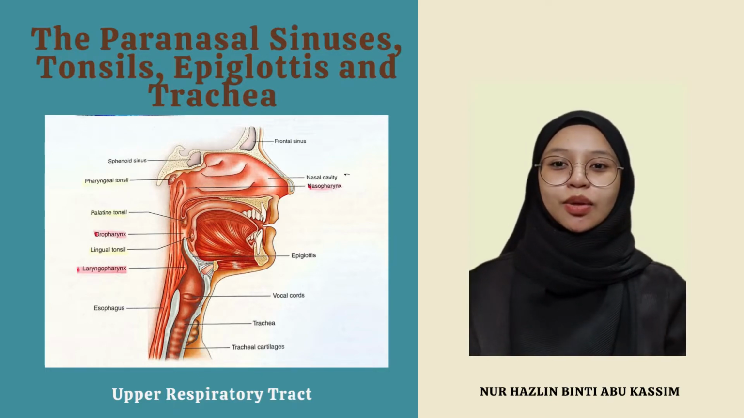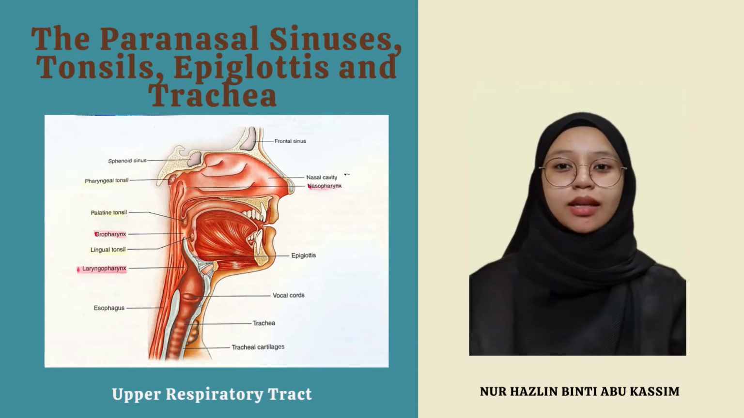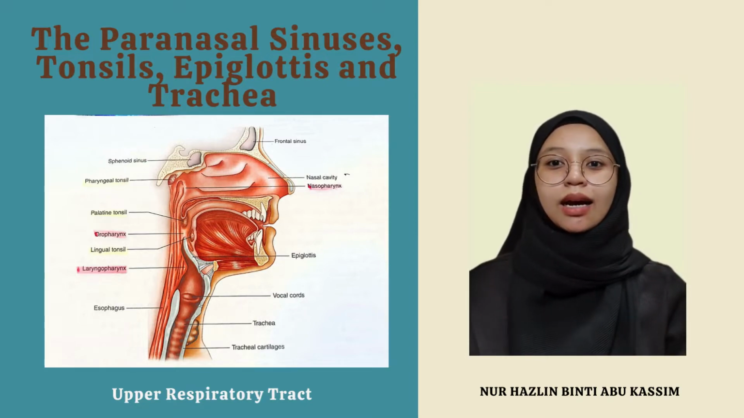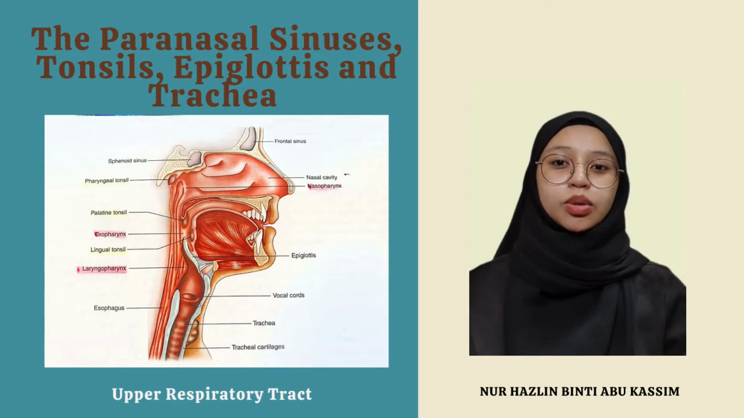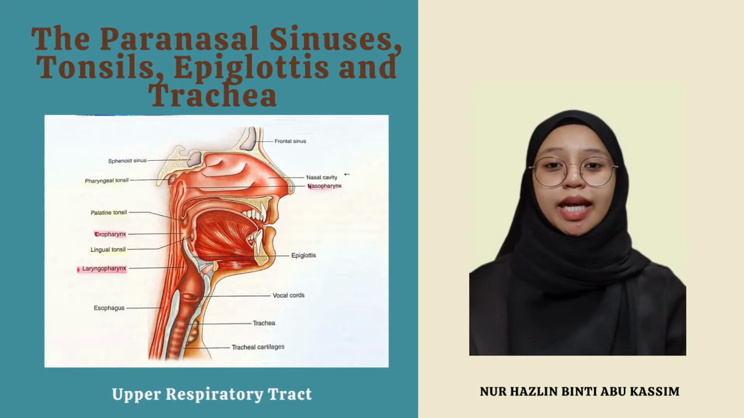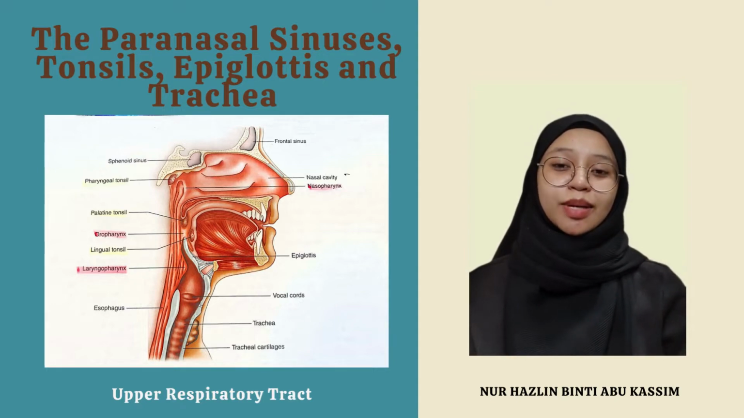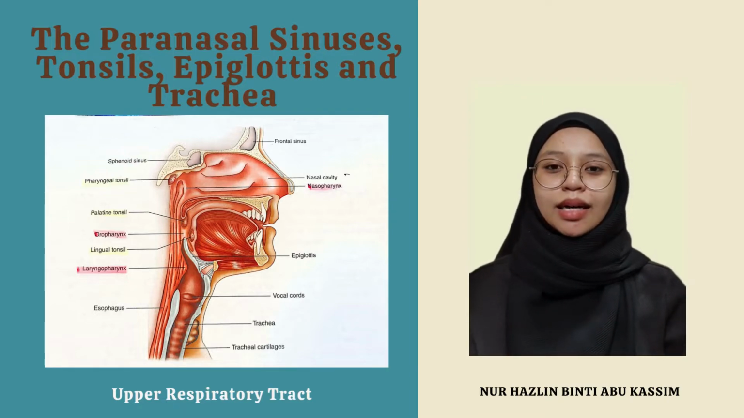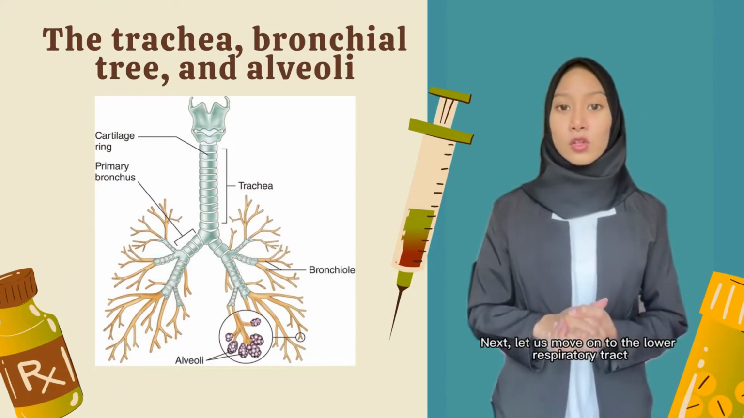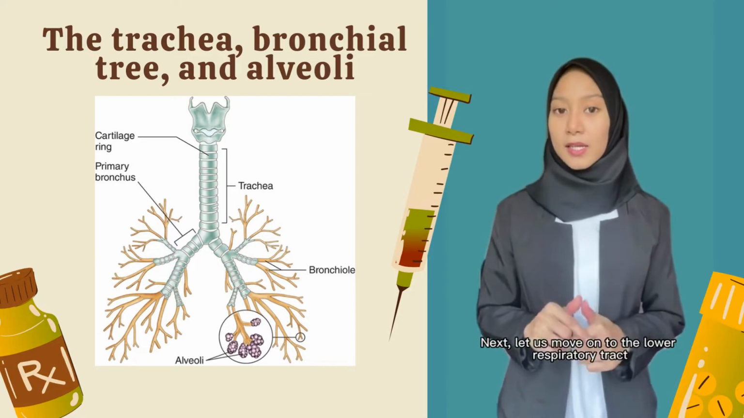The tonsils, also called the palatine tonsils, are located. The nasopharyngeal tonsils are higher up, behind the nose and the roof of the mouth. The laryngopharynx is closed off by the epiglottis, a lid-like structure situated at the base of the tongue. Last but not least is the trachea, commonly known as the windpipe, which is located directly in front of the esophagus. Next, let us move on to the lower respiratory tract.